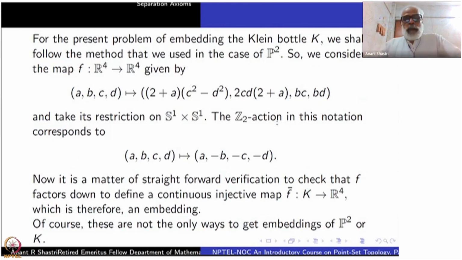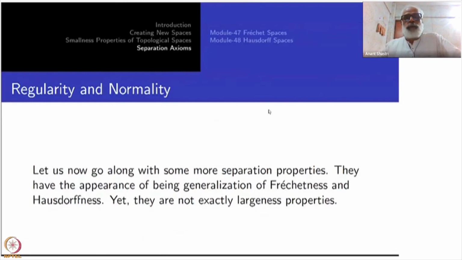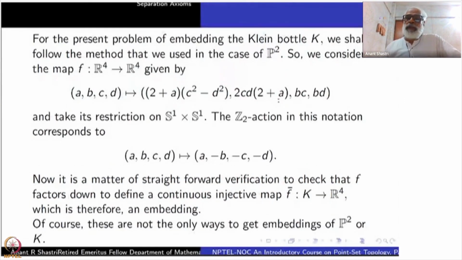Okay. Yeah. So we have done something nice today. Let us stop here. Next time we will take 2 more properties which are very, very important. Again, the separation properties, regularity and normality. Thank you.